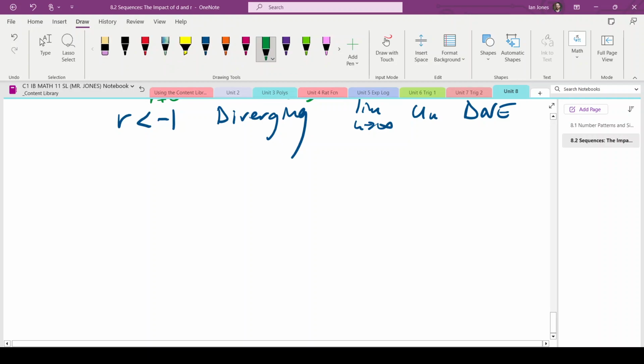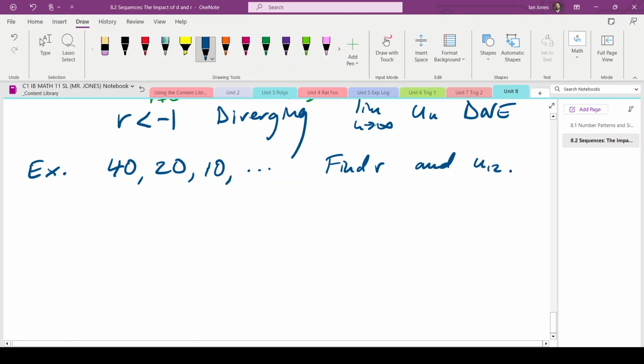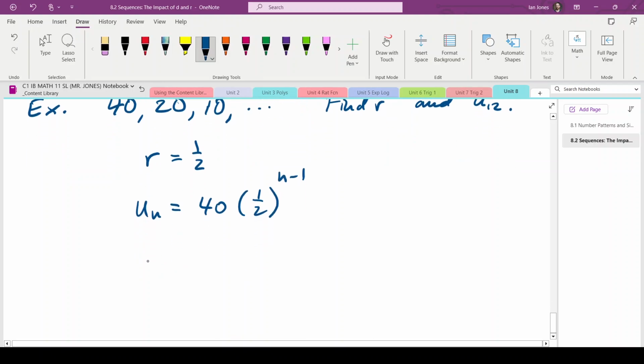Okay, so here come the examples now. Example number 1. Suppose we have this sequence, 40, 20, 10, and so on. And it says find r and u12. Okay, no problem. r is going to be 20 divided by 40. That's a half. In other words, we're multiplying by half each time. And so my general term is going to be the first one, 40 times a half to the n minus 1.